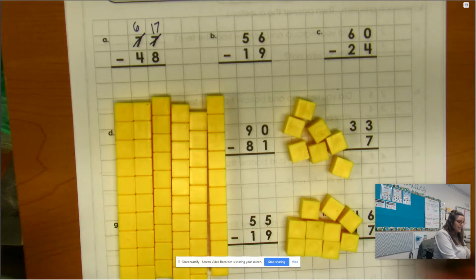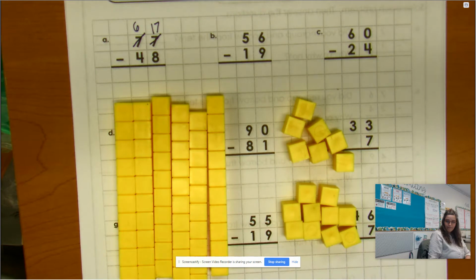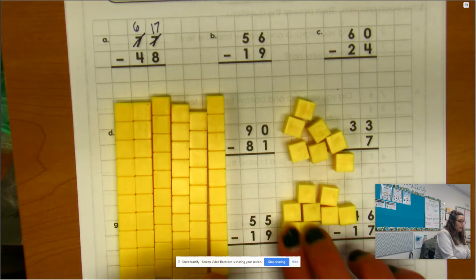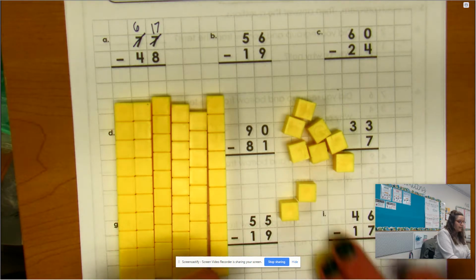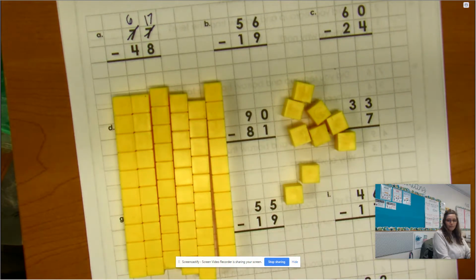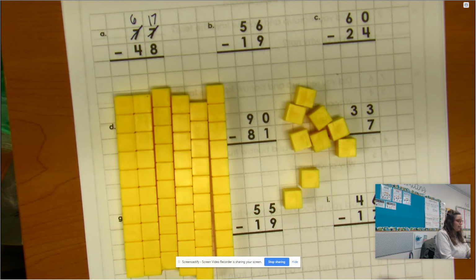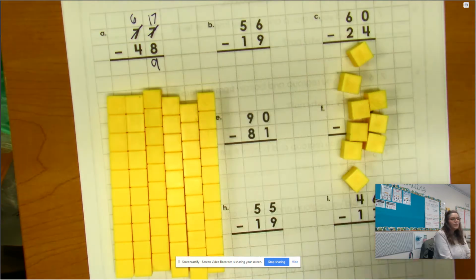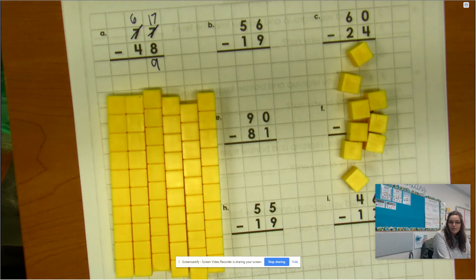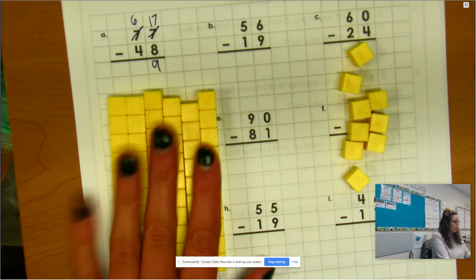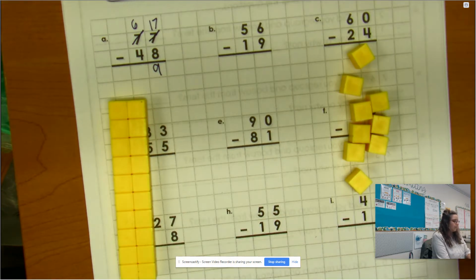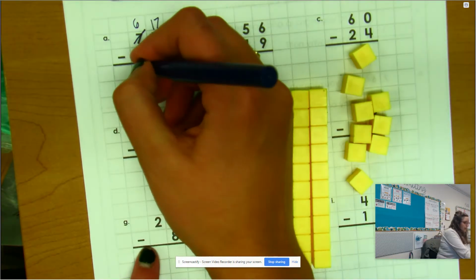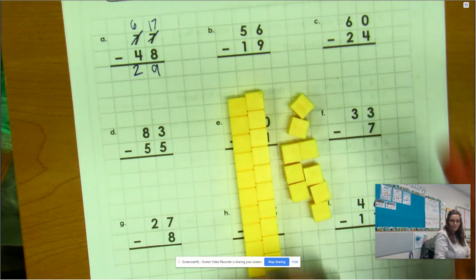So now that I have 17 ones, can I take 8 away from that? Yes, definitely I can. So I'm going to take away 2, 4, 6, 8, and how many do I have left? 9. So I'm going to write 9 in the ones place. Remember, we always subtract the ones first. 9. Now can I subtract the 10s? Yep, I have 6 10s. They want me to take away 4 of them. All right, here we go. How many are left? 2. So the answer is 29.